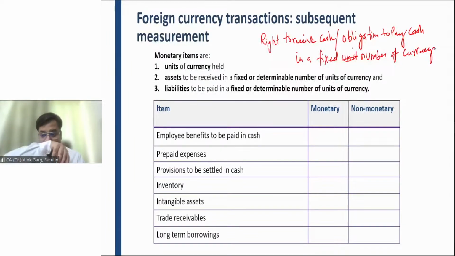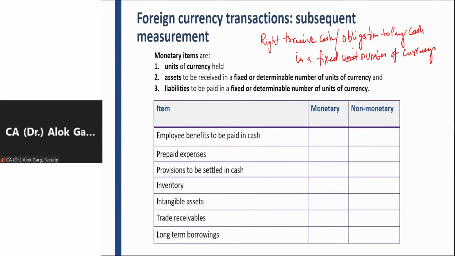You have purchased raw material from the foreign supplier. So once you purchase raw material, you have recognized it at the spot rate, initial recognition and measurement. Subsequently, on the reporting date, this raw material, this inventory is a non-monetary item. This foreign supplier is a monetary item. Why? Because there is an obligation to pay cash at the rate of 1 lakh US dollar.